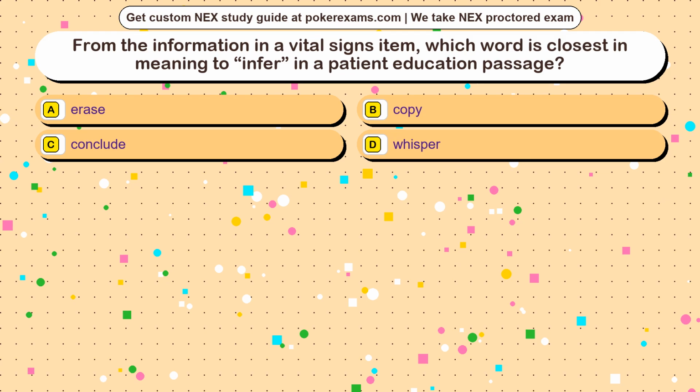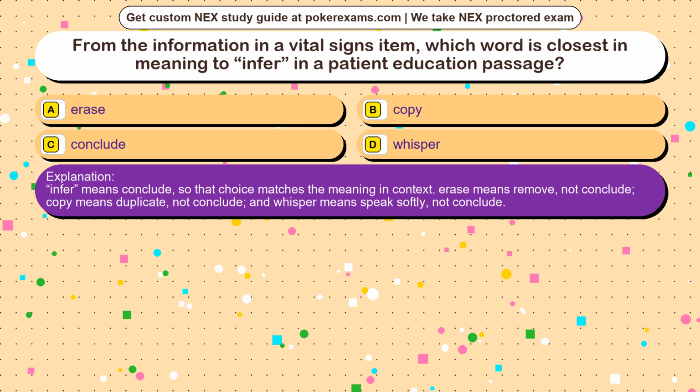The correct answer is option. Infer means conclude, so that choice matches the meaning in context. Erase means remove, not conclude. Copy means duplicate, not conclude. And whisper means speak softly, not conclude.